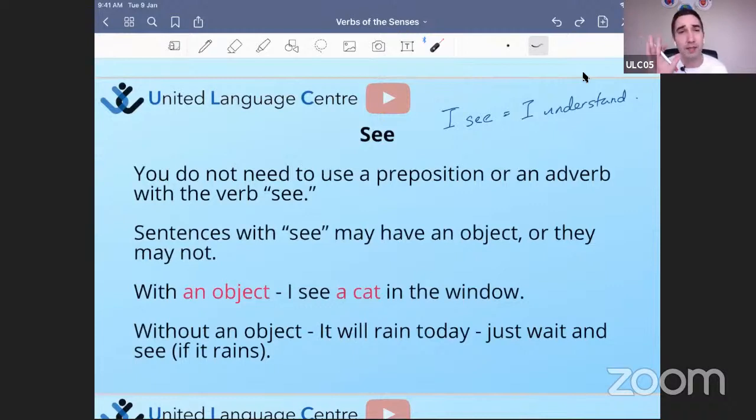But remember, the big thing with see is it's just our ability. There's no action. When we're talking about our eyes, we can't use see with ing.